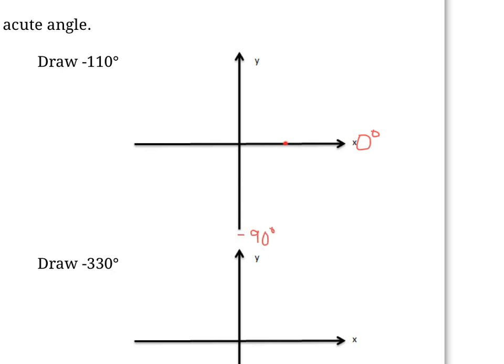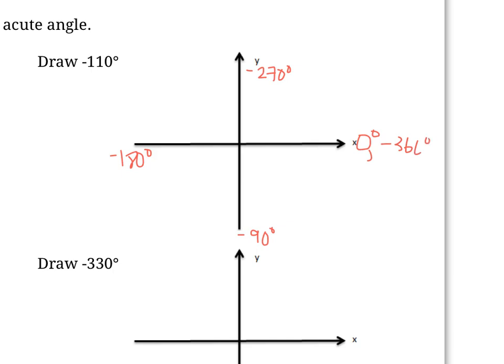And we're going to keep going. This is 90 degrees in the negative direction. This is 180 degrees in the negative direction. So this is negative 180 degrees. And if we keep going, this is negative 270 degrees. And if we go all the way around in the negative direction, this must also be negative 360 degrees.